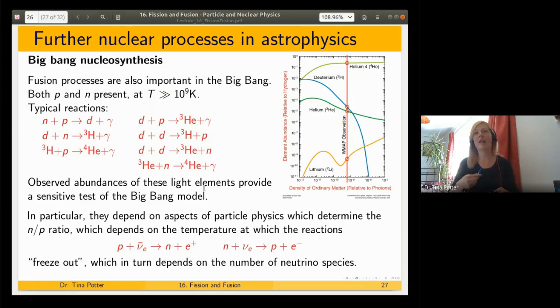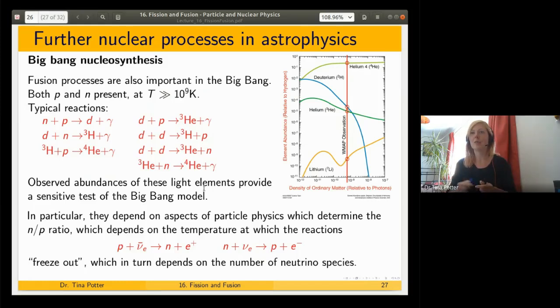And the rates at which those typical reactions happened is very important for the evolution of our universe. As the temperature of the universe evolved, as time went on, the rates of these interactions would change. And at some point, they would freeze out and give us the abundances of the light nuclei that we see in the universe today.